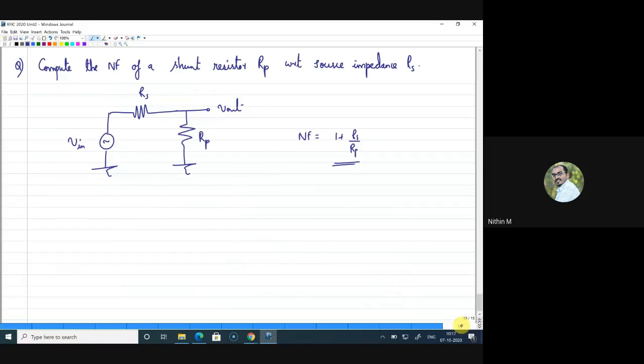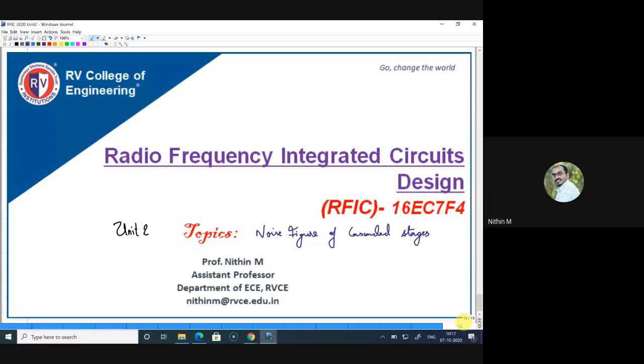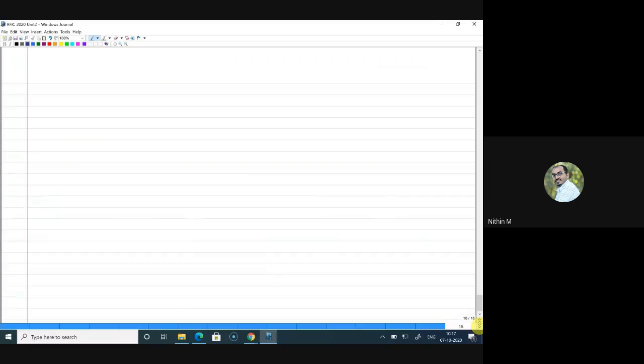Right. So today we will continue the same, and we will extend this calculation of noise figure to a cascaded stage. So we know that in a receiver chain it is very important. It is very common that in a receiver chain there will be a number of stages in cascade. So we should also know how to calculate the noise figure when you have multiple stages in cascade. So today we will discuss noise figure of cascaded stages.